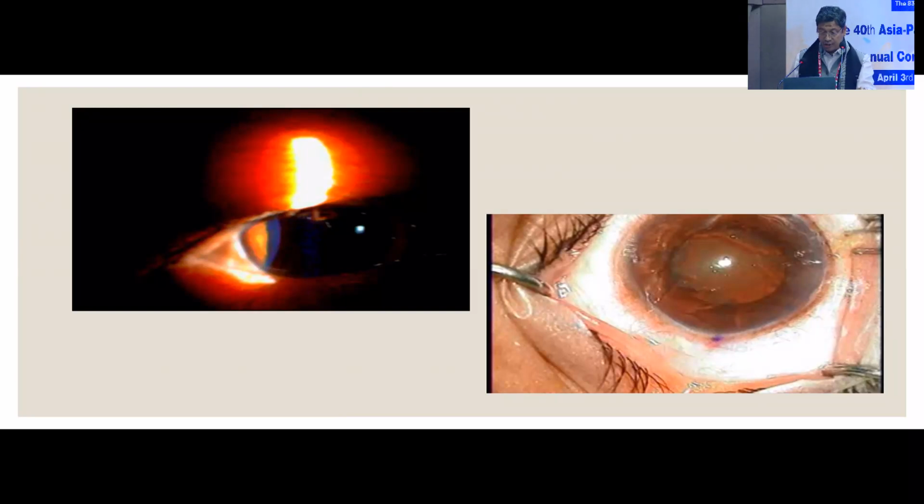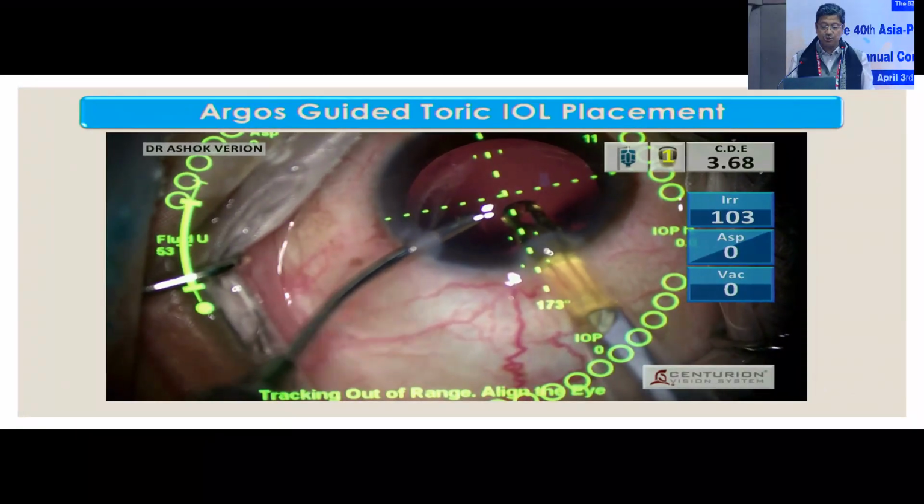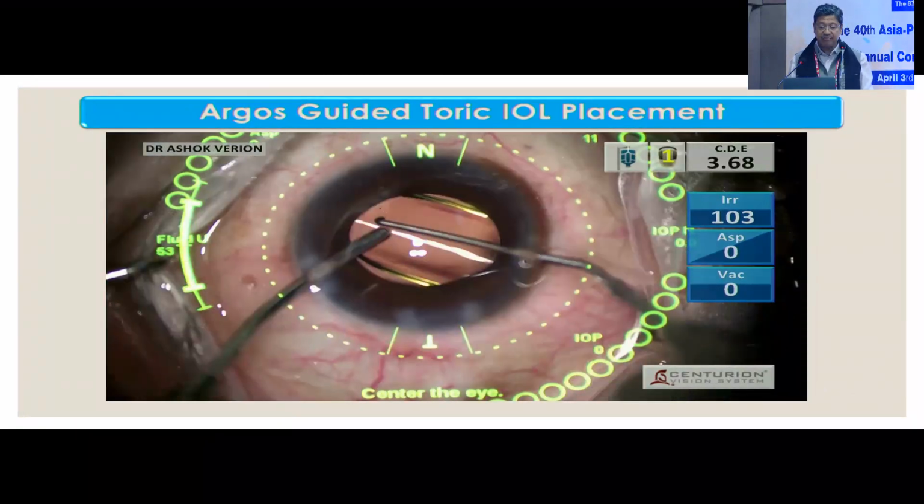I'm sorry, the slides are not playing. So we also then have access to a digital marker. In that case, it is much easier.